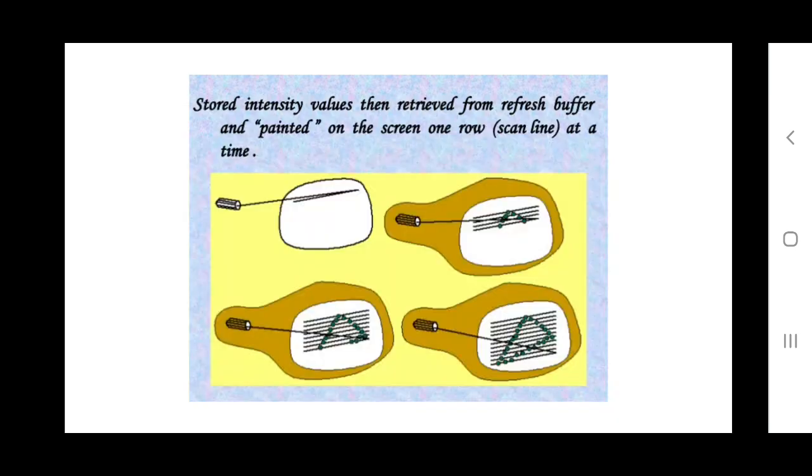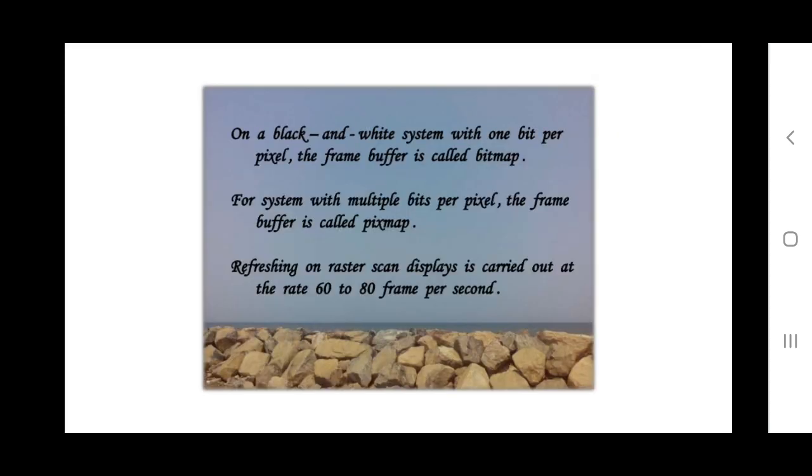The stored intensity values are then retrieved from the refresh buffer and painted on the screen, one row at a time, line by line. This is how the raster scan display moves, as shown in the figure, from one row to another along the same line.